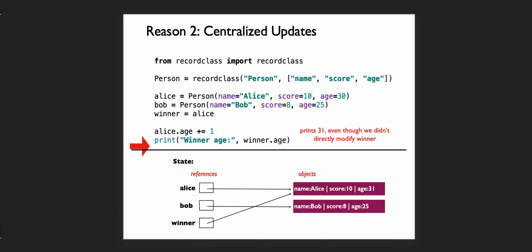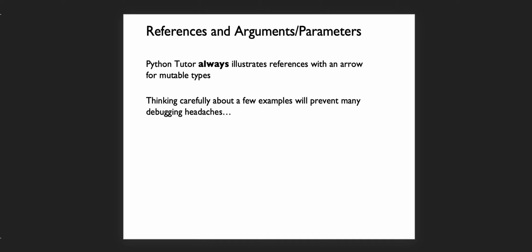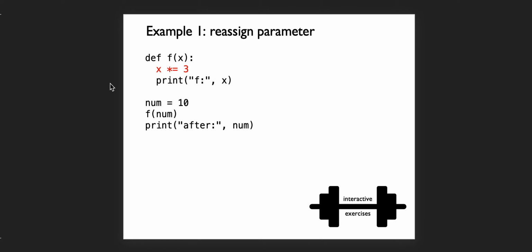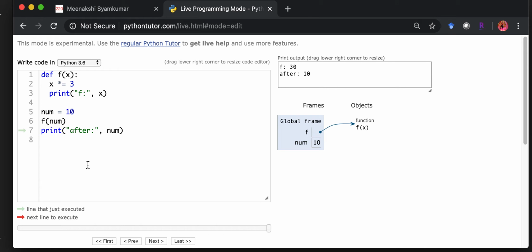Alright, so let's talk a little bit about bugs before we talk about comparison between two references. So let me actually switch to Python Tutor for this demo. I'm going to go ahead and copy paste this particular snippet of code. I'm going to Python Tutor. Alright, so let me step through from the first line here.